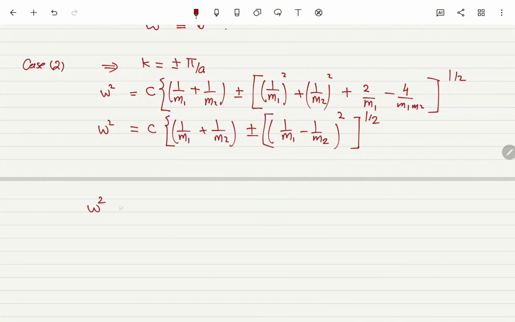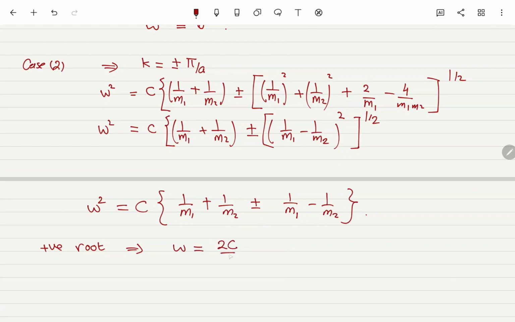Omega square equal to c 1 over m1 plus 1 over m2 plus or minus 1 over m1 minus 1 over m2. Now we have positive root, omega square for this root is equal to 2c over m1, and negative root, for this one here, omega square is equal to 2c over m2.